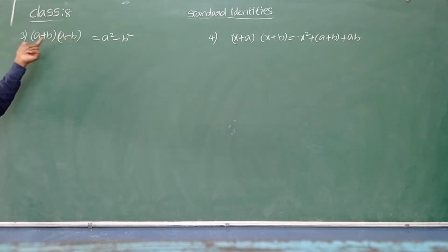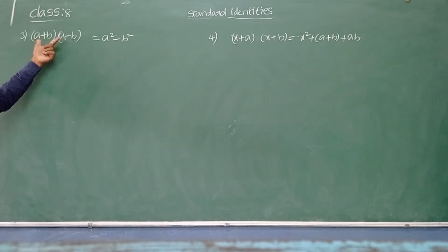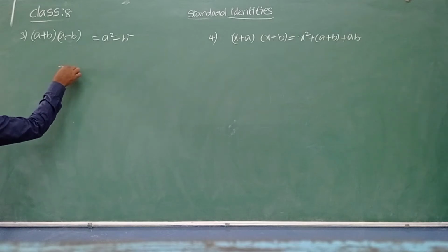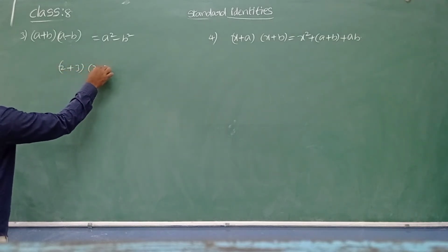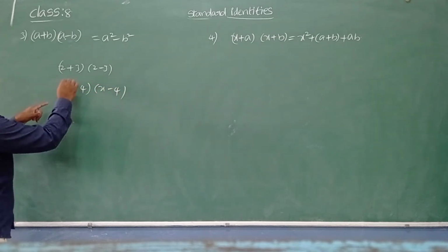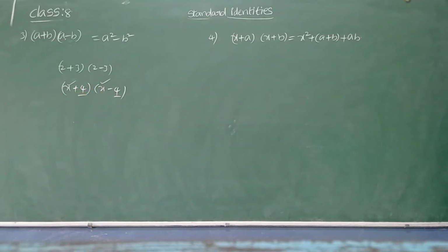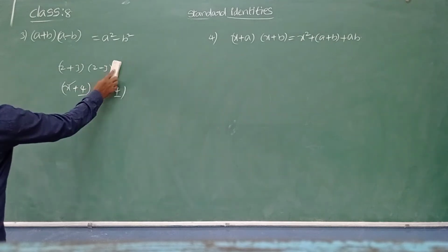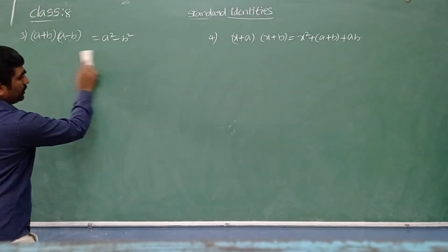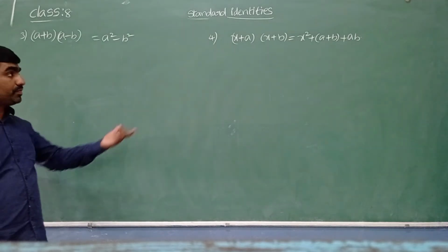This we can apply when we have a multiplication of two binomials whose first terms are the same and the second terms are the same with different symbols. Like (2 + 3)(2 - 3), or like (x + 4)(x - 4). Their first terms are the same and second terms are the same with different symbols. This type of binomials we can find the product of with the help of this identity. Once I complete the theorem, I will go with problem solving. There I will show you the complete importance of this identity.